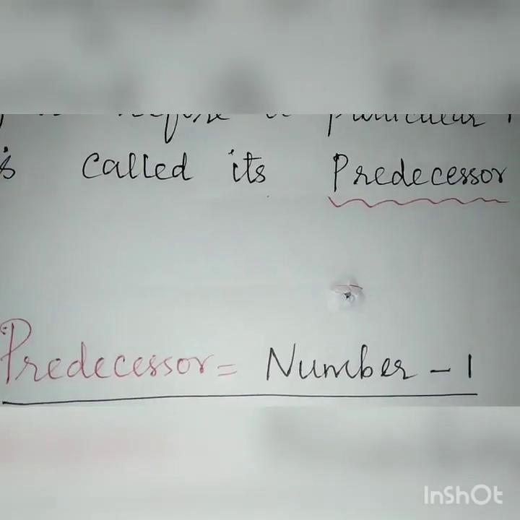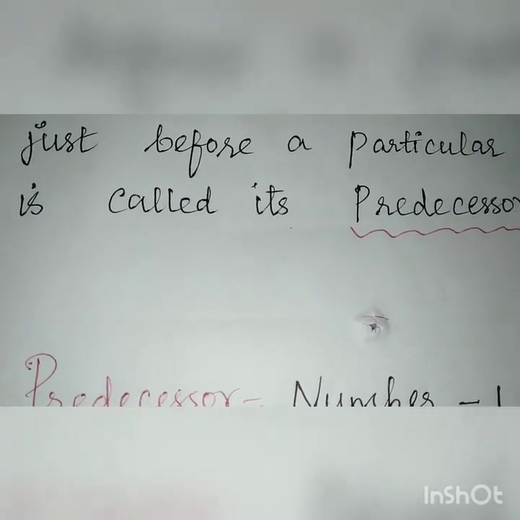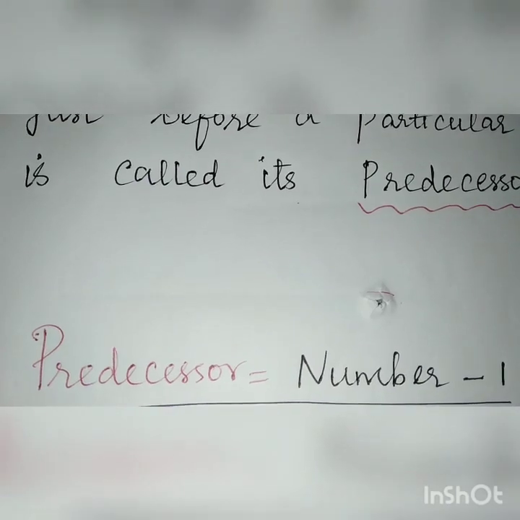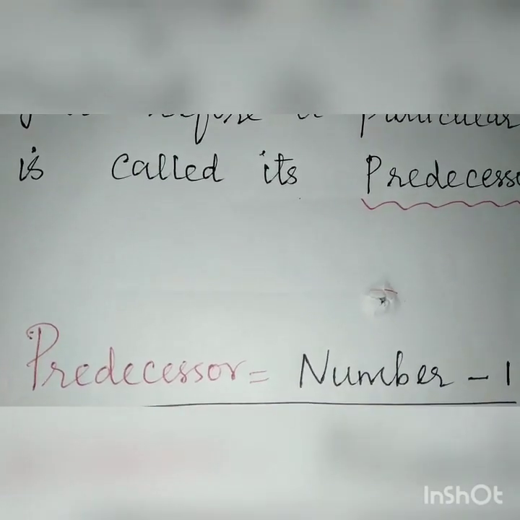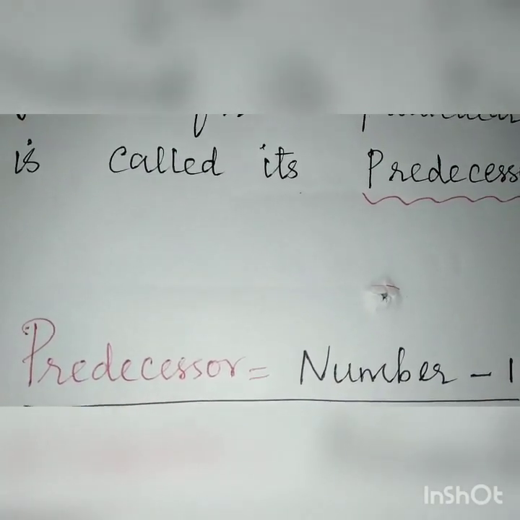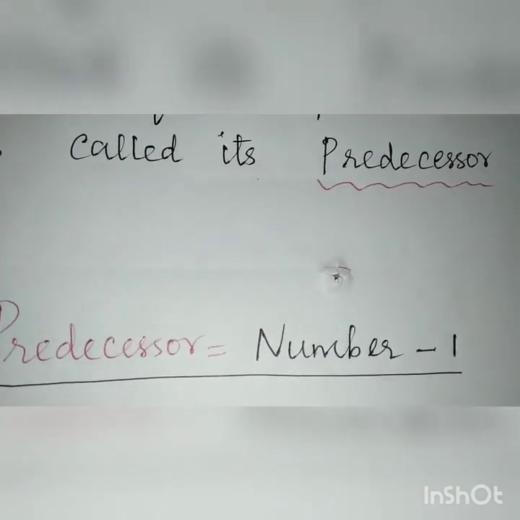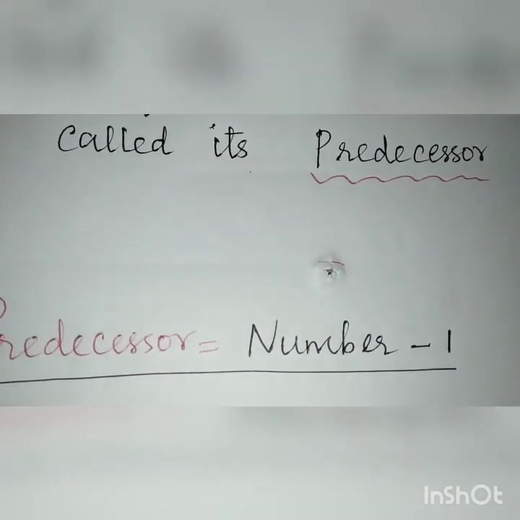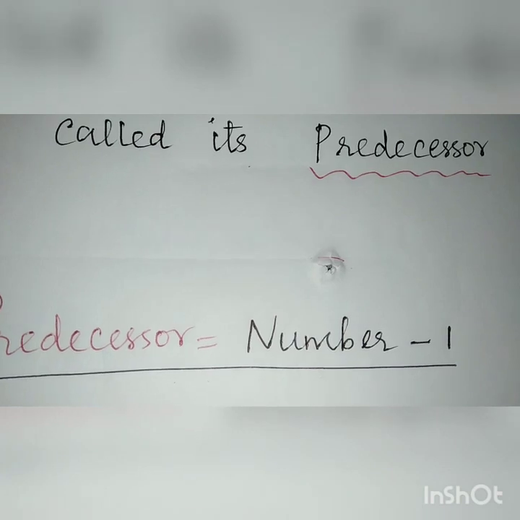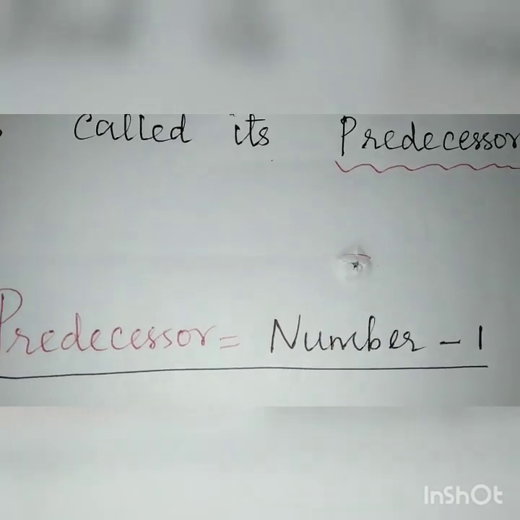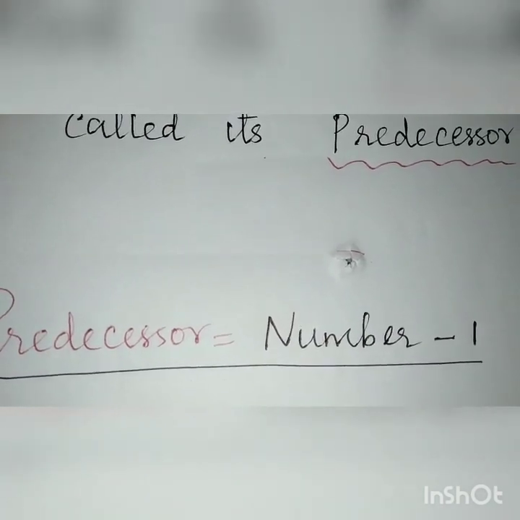Can you understand this definition? That means you have to take the number before. For example, you are taking 3, so what is the predecessor of 3? 3 minus 1. So what is 3 minus 1? 3 minus 1 is 2. So 2 is the predecessor of 3.